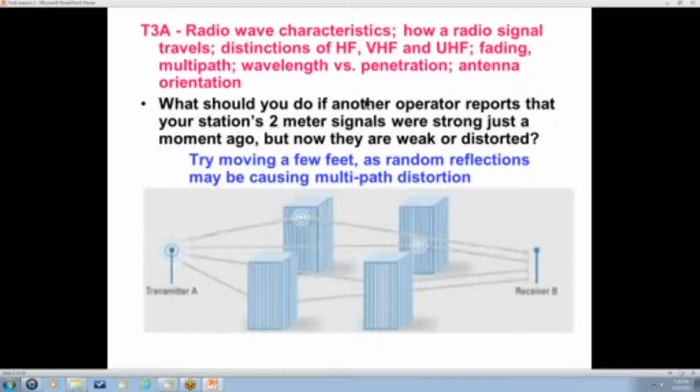It says, what should you do if another operator reports that your station's 2-meter signals were strong just a moment ago, but now they're weak or distorted? And the answer is try moving a few feet as random reflections may be causing multipath distortion. And this graphic shows some multipath distortion. There are signals traveling over several different paths to get to the receiver. And since they're different lengths, the signals would arrive at different times and might cancel each other out or cause distortion. So that's what they're talking about with multipath distortion being a problem.